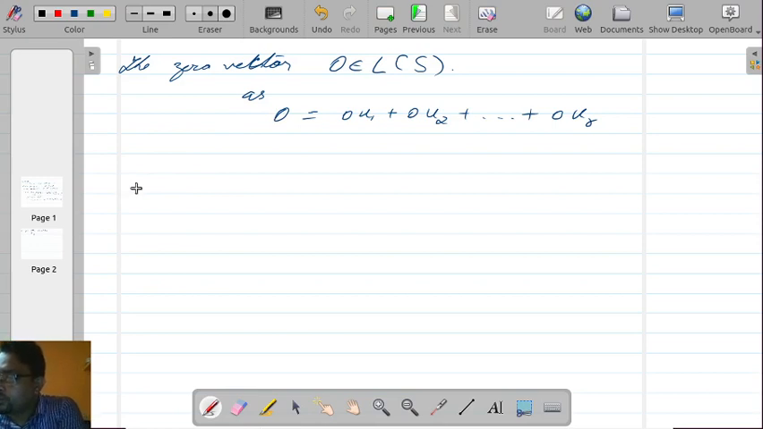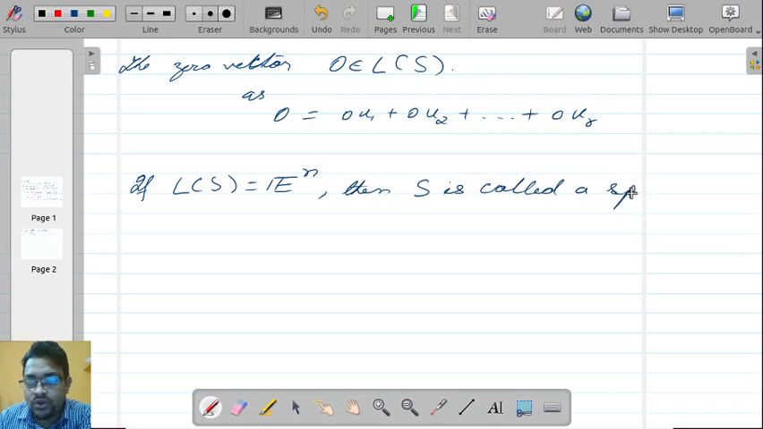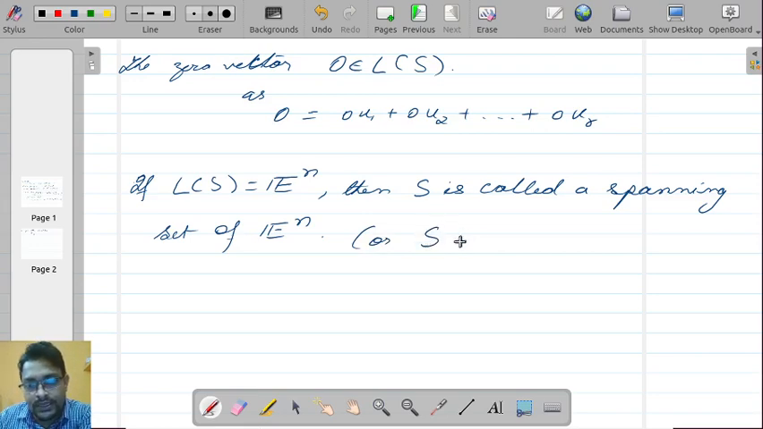If it happens that the linear span of S is exactly equal to E to the power n, the n-dimensional Euclidean space, the whole space, then we say that S is called a spanning set of E to the power n. S spans E to the power n. S is said to span E to the power n.